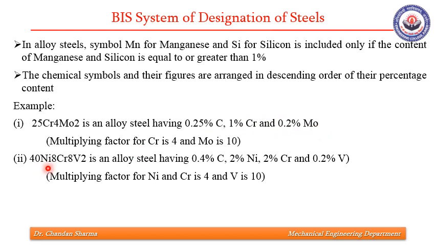Another example, 40Ni8Cr8V2 is an alloy steel having 40 divided by 100 is 0.4. Then the factor for nickel and chromium is 4. 8 divided by 4 is 2. Again 8 divided by 4 is 2. And the factor for vanadium is 10. 2 divided by 10 is 0.2. You can see that we have arranged that in descending order.